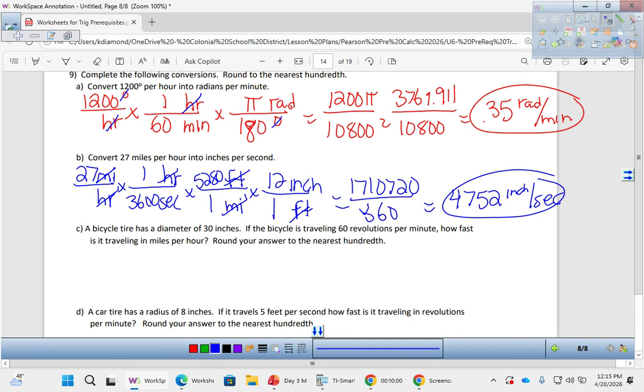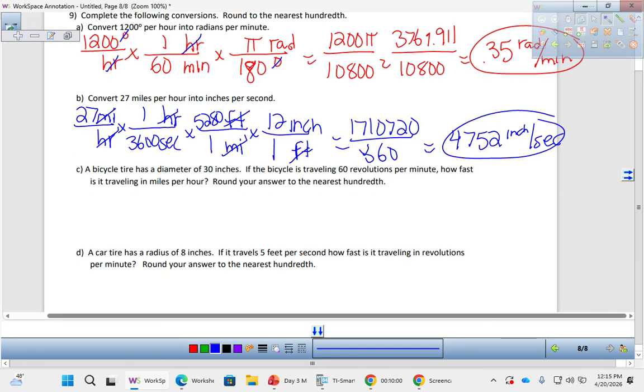All right, these last two are your double ones. You're given some information here. So I'm given that I have a diameter of 30 inches. So if I want to find the circumference, because I need a revolution, which is the circumference, I'm going to do 2 pi times the radius. So that's 30 pi inches. And 1 circumference is the same thing as 1 revolution. So that gets me a revolution.